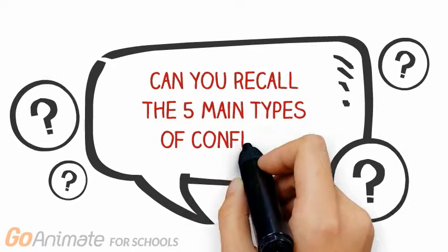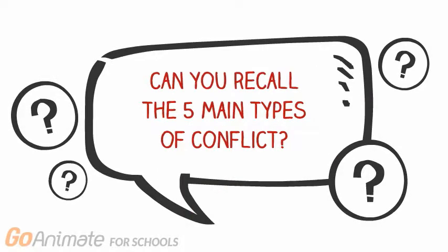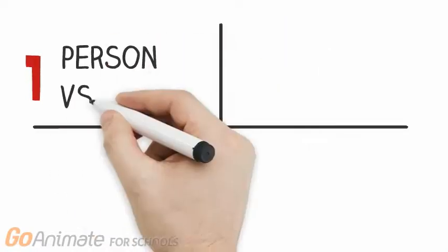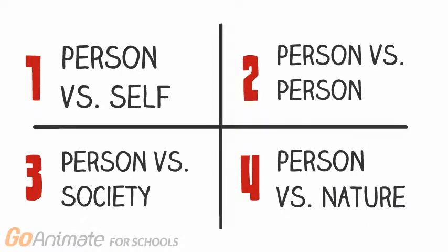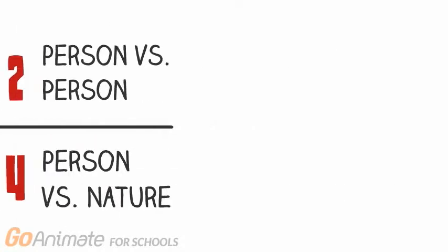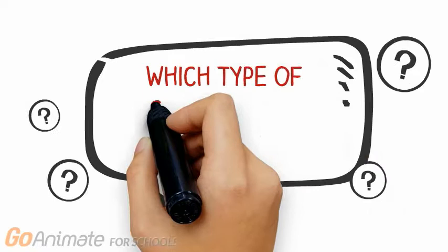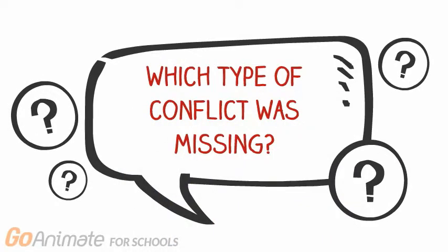Can you recall the 5 main types of conflict? The first type we talked about was person versus self. The second type we talked about was person versus person. The third type we talked about was person versus society, and the fourth type we talked about was person versus nature. Which type of conflict was missing?